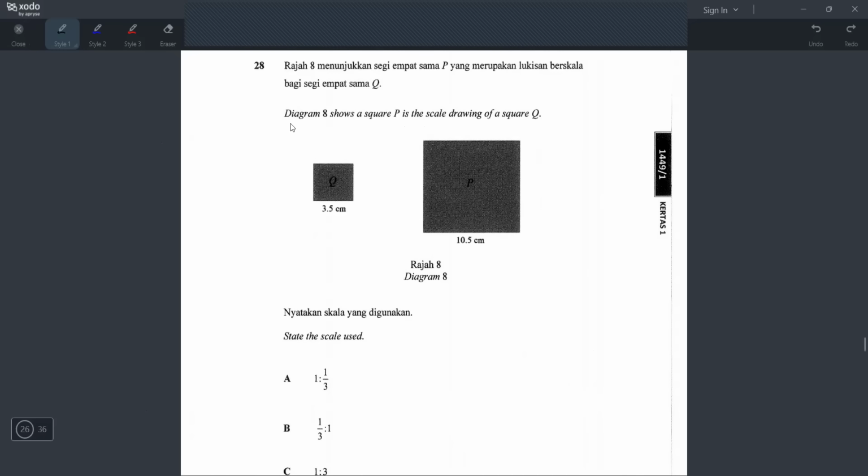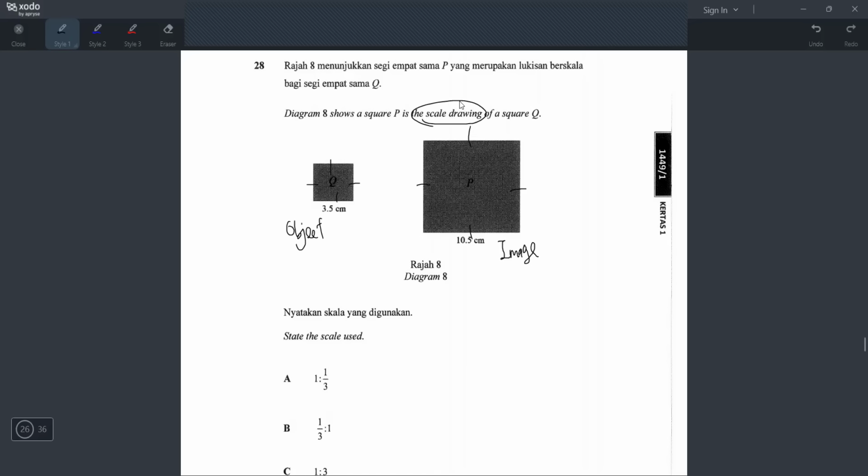Let's continue. 28. Diagram 8 shows a square P. Okay, the moment I see the word square, I immediately put these lines, because they all mean all four sides are the same length. And the square P is the scale drawing of square Q. So this is also another square. And they say P is the drawing. It means P is the image, and then Q is the object.